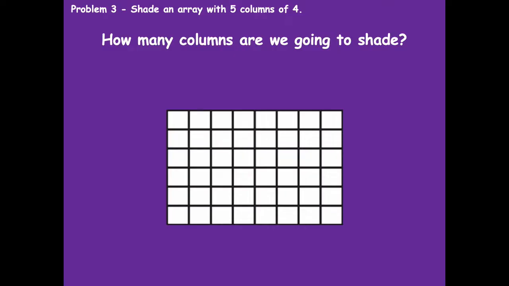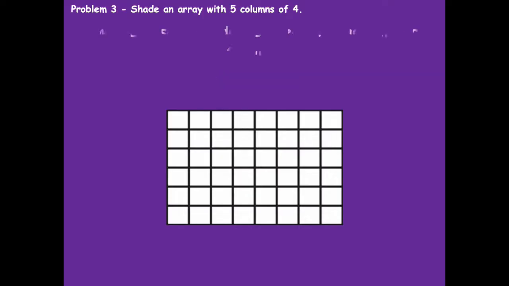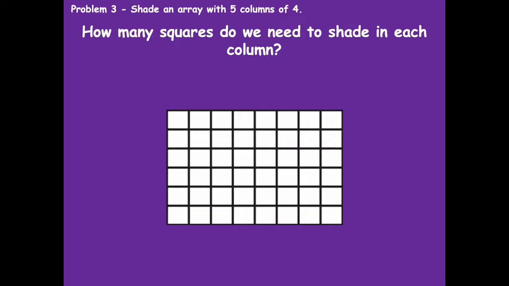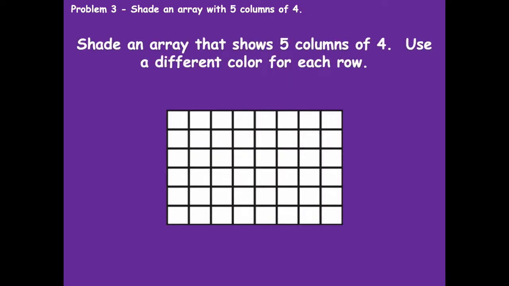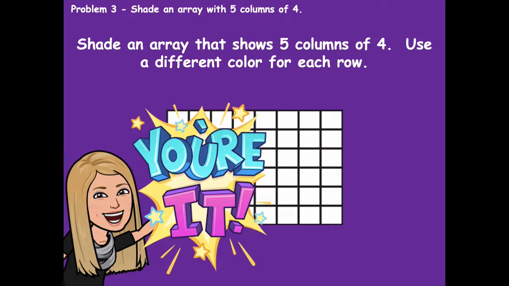Okay, so how many columns are we going to shade? Yeah, we're going to shade 5 columns. How many squares do we need to shade in each column? 4, because it's 5 columns of 4. So 4 squares. All right, so now you're going to shade an array that shows 5 columns of 4. Use a different color for each row. So pause the video, draw your array that matches 5 columns of 4, and then click play when you're ready for the next step.